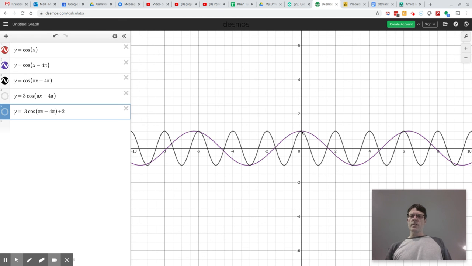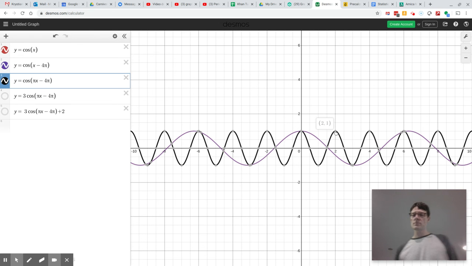So now, in the original cosine function, the period is 2 pi. Let's see, yeah, 2 pi. Now the period is just 2, okay? That's because we take 2 pi and we divide it by pi to get the resulting period, okay? Now let's multiply the outside by 3 and see what happens.